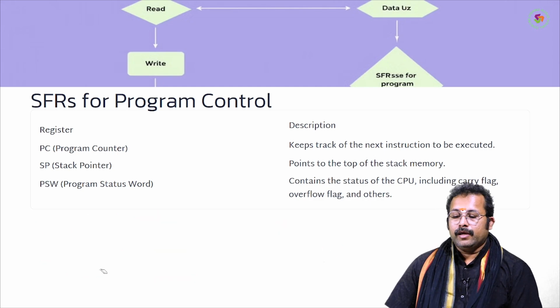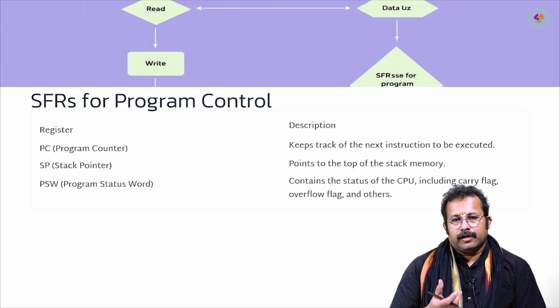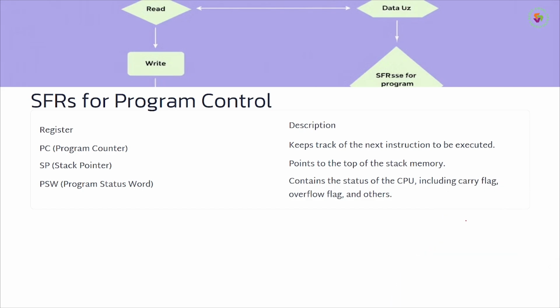If you observe the function of the program counter, it holds the address of the next instruction that is going to be fetched. We know we will write programs, and those programs are stored in ROM, read-only memory. Let us consider, for the time being, that it is internal ROM. It has a lot of memory locations where all the instructions are stored.